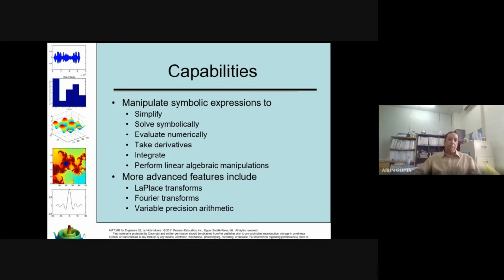In this chapter you will have the capability to simplify equations, solve symbolically, evaluate numerically, integrate, and a whole lot of things. There are other advanced features like Laplace transforms and Fourier, but in your course we are going to learn the basics, how you can use basic symbolic in our day-to-day life.